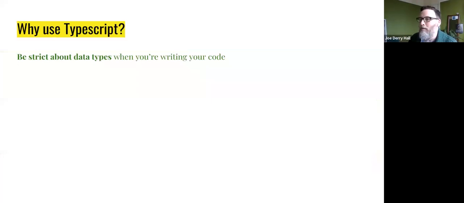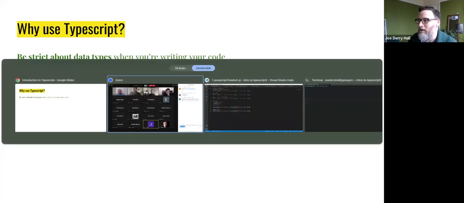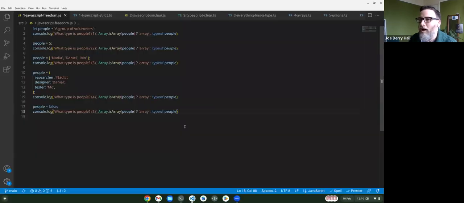And actually, sorry, what I meant to do on the previous slide was switch and show you a couple of examples, just to kick this off. This is just a bit of JavaScript. If I've got a variable called people, I can start off by making that variable a string, so that people might be a string. There's a group of volunteers. I could change it to a number if I want to. I could change it to an array of people's names. I can make it an object.